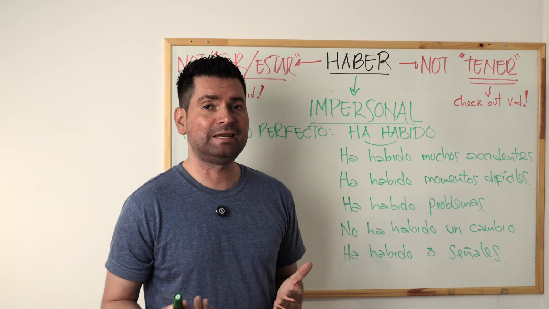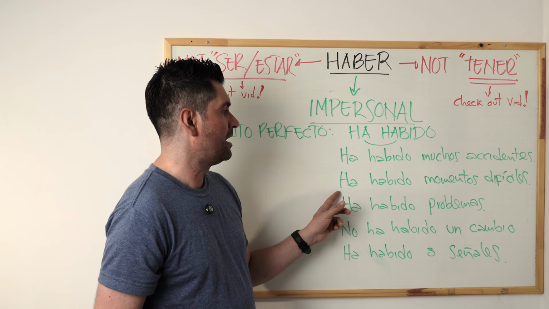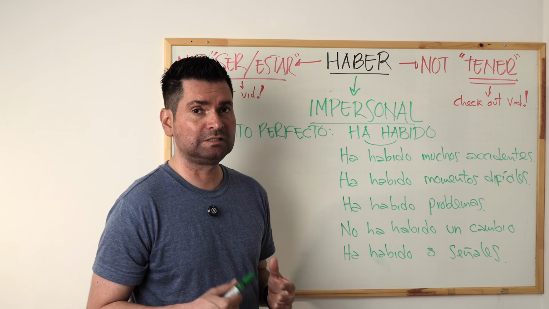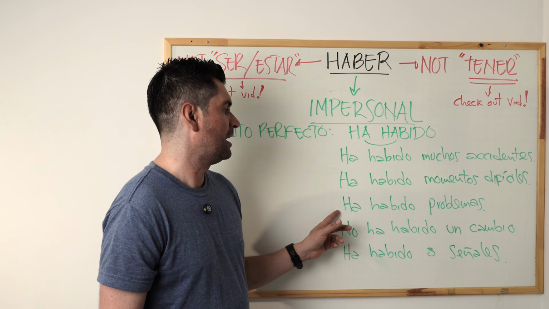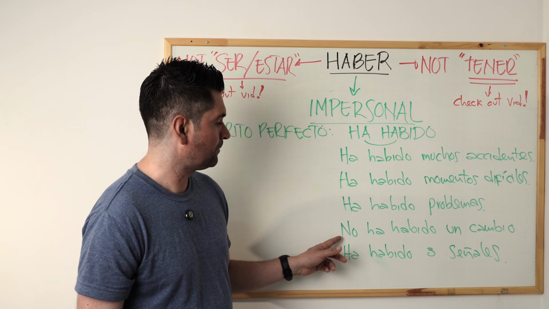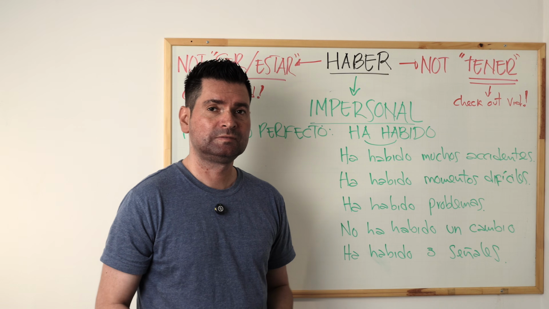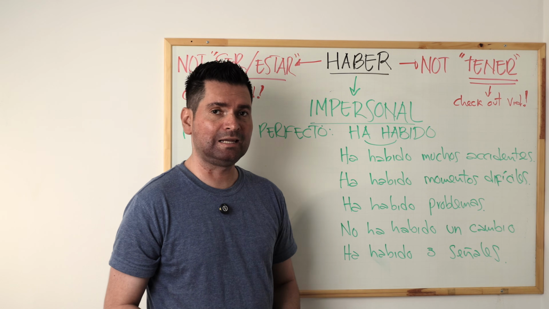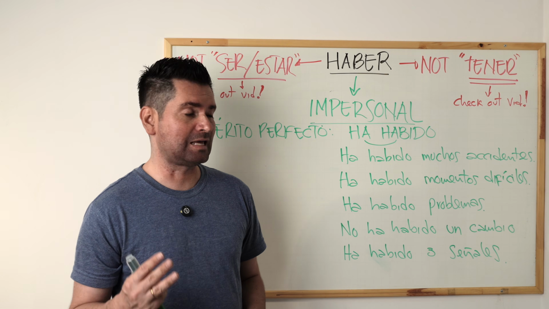There have been many accidents. Ha habido momentos difíciles. There have been difficult moments, difficult times. Ha habido problemas. There have been problems. No ha habido un cambio. There hasn't been a change. Ha habido tres señales. There have been three signs.